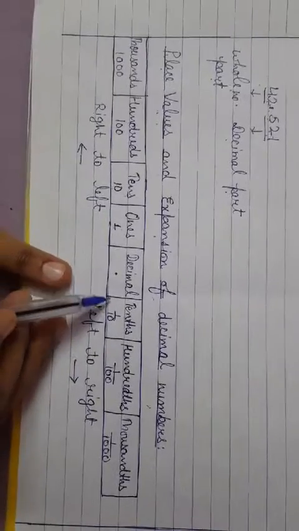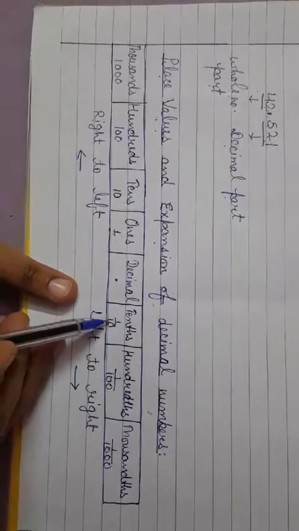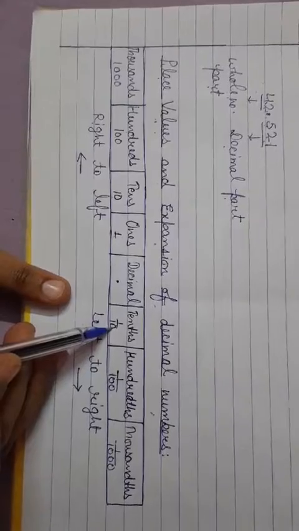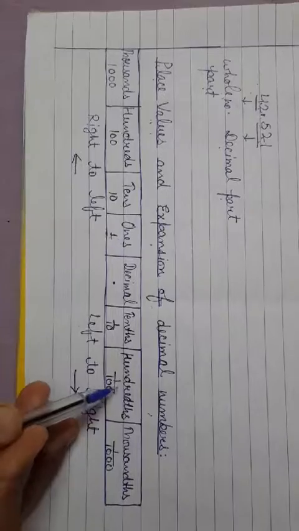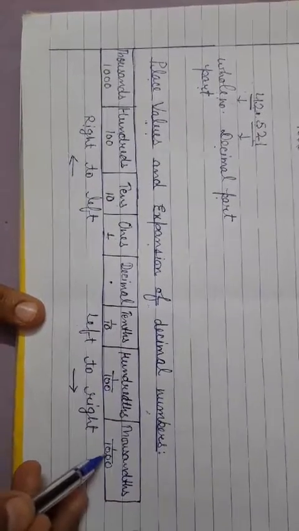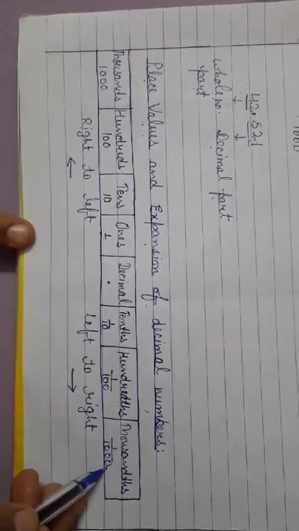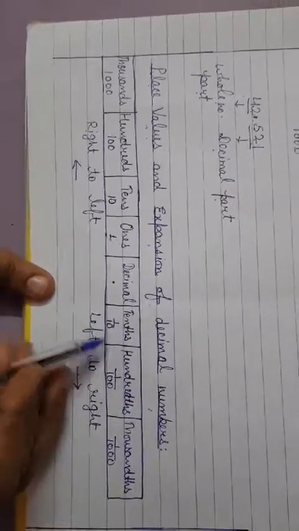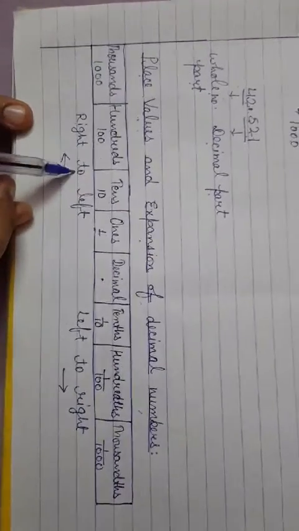And just after the decimal point, whichever number is written, the place value of that number will be tenths, that is 1 upon 10. The number written next will have the place value 1 upon 100, that is hundredths. Then thousandths, that is 1 upon 1000. Then ten-thousandths, meaning 1 upon 10,000. So to find the place values of numbers written in the decimal part, we have to go from left to right, and in the whole part we have to go from right to left.